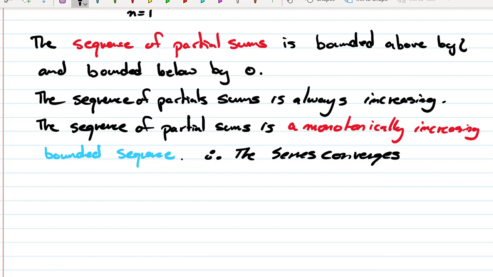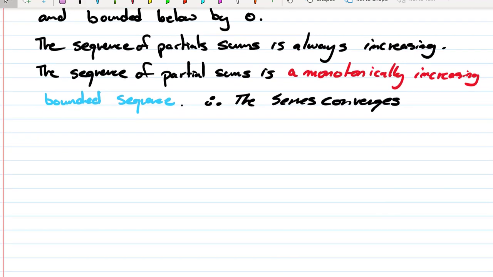So the integral test combines those things: if we can bound an increasing sequence, a monotonically increasing sequence of partial sums, we'll make a connection to functions. So the function is going to have to be decreasing, and we'll see that in a second. Then we will know that the series converges.